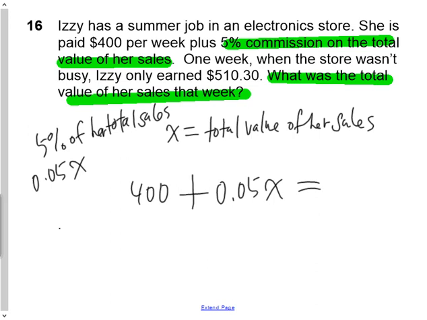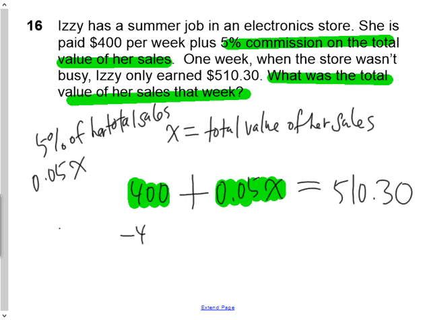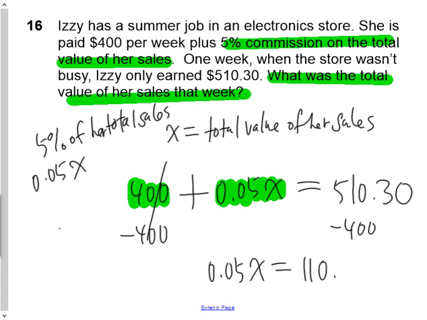So what she gets regardless of what she sells, plus 5% of her total sales, represents her total check for the week, which in this case was $510.30. So the first thing I'm going to do is subtract her weekly salary of $400 to realize that her commission for that week must have been $110.30.